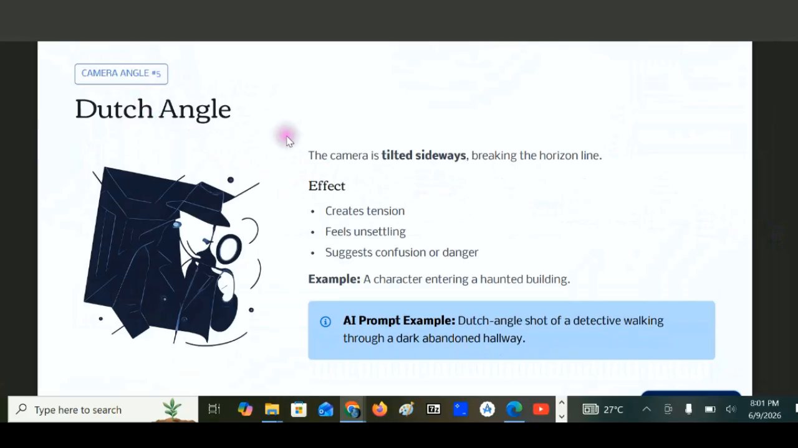Dutch angle. The Dutch angle is widely used. The camera is tipped sideways, breaking the horizon line. The effect: it creates tension, feels unsettling, and suggests confusion or danger. I've seen this a lot. Example, a character entering a haunted building. So let's prompt it and see how the image will look.